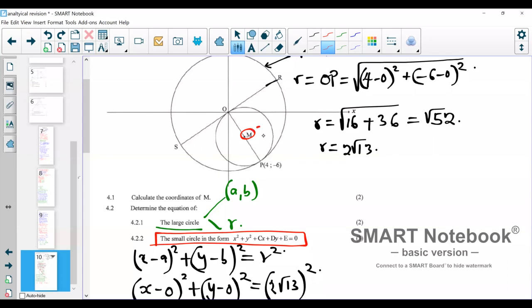We have 2 and negative 3. Let's see. What did we get for the diameter earlier on? Let me just confirm something. Root 52. No. OP, watch this. You guys, don't confuse yourself. OP is 2 root 13. OP is the radius of the big circle. Our focus is on the small circle.